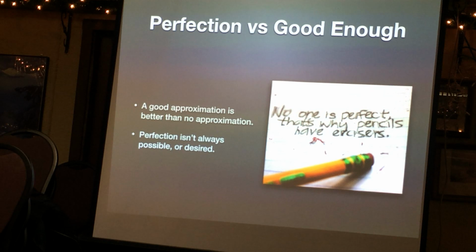Perfect versus good enough. A good approximation is better than no approximation. That's the first thing, right? So if you have something you can measure, even if it's inaccurate, it's better than just guessing off of nothing you can measure. Perfection isn't always possible or desired, because perfection takes a long time, and often, especially these days, you need to get answers really quickly, right? So if you can get a good answer quickly, or a perfect answer 5 minutes from now, take the good answer.